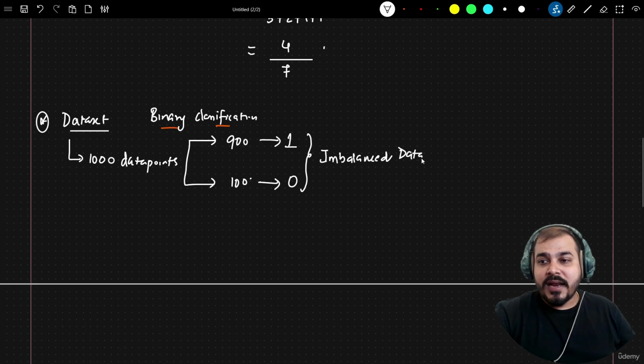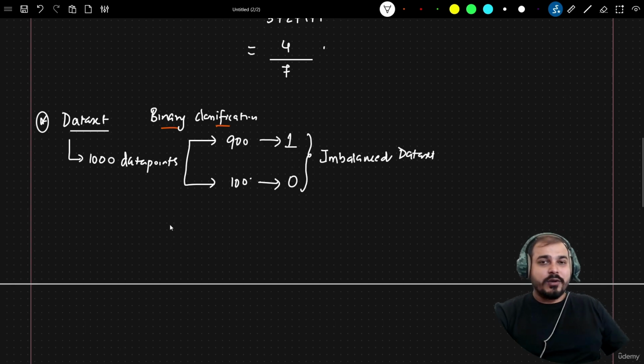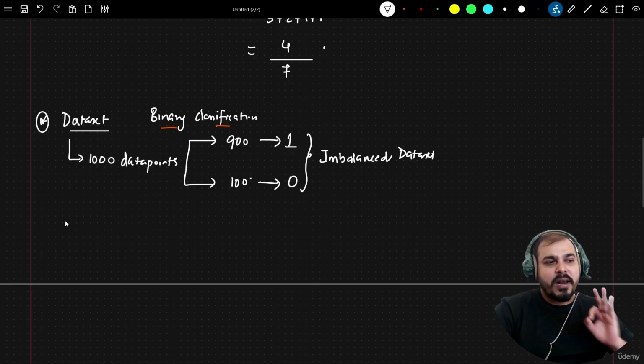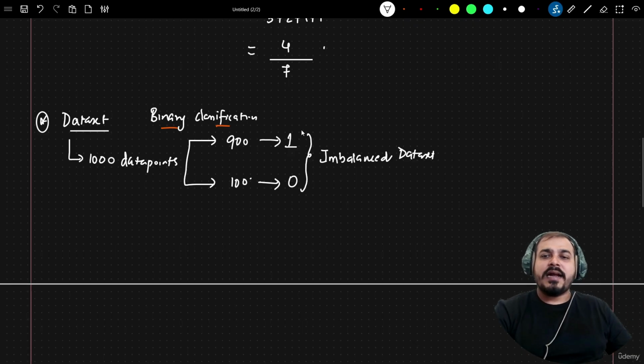Now in the case of an imbalanced data set, I cannot directly use accuracy. See, I cannot directly use accuracy. If I directly try to use accuracy, let's say I just create a blunt model, which is just saying that for all the input data points, I'm going to get 1.